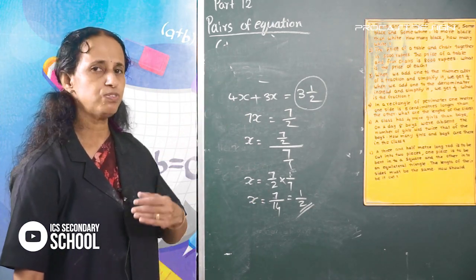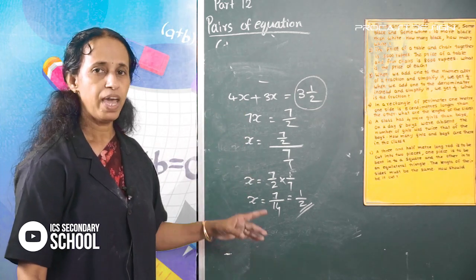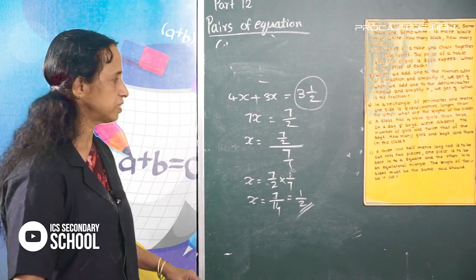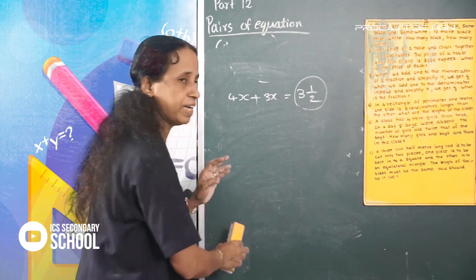The lengths of the sides of the square and the equilateral triangle are the same. So x is equal to 1 by 2. We have got x is equal to 1 by 2.